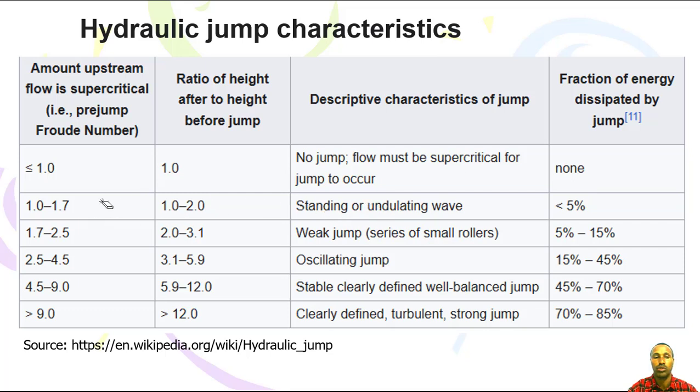Otherwise, if the upstream flow is supercritical, based on the pre-jump Froude number, you can have a standing undulating wave, which is a weak jump, and also an oscillating jump. And if it is more than 9, you have a clearly defined turbulent or strong jump. So these are the characteristics of a hydraulic jump. We can finalize now.